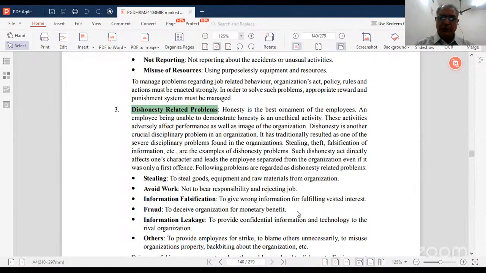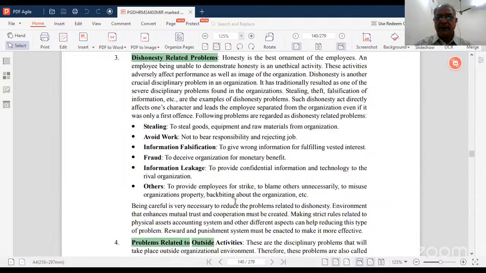Even though he knows the information, he will falsify it and give it to the higher-ups, and based on that they reach wrong decisions. Fraud is deceiving the organization for monetary benefit. For any problem, he will deceive the organization. And information leakage is providing confidential information and technology to a rival organization. Normally, information will be sold off to the competitors and so on.